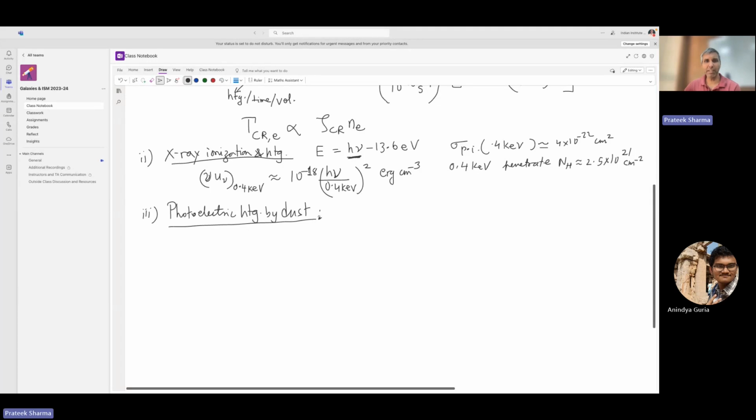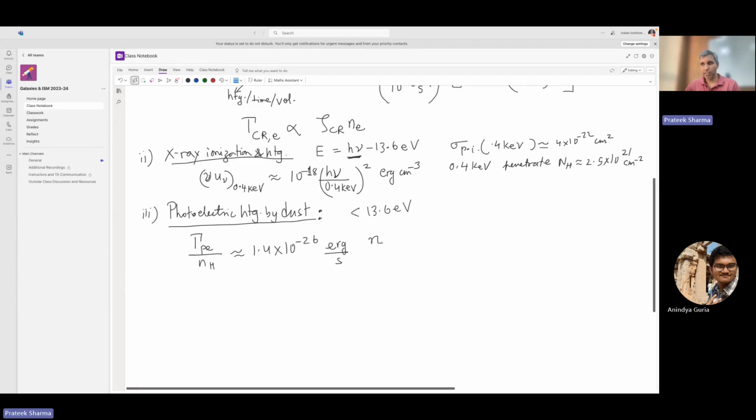And I already mentioned that the process is similar to photoelectric heating of neutral hydrogen, except that this happens below 13.6 eV. So let me actually write down the expression for this. Gamma PE, gamma is a notation used for heating rate per unit volume, generally divided by NH, is about 1.4 times 10 to the minus 26 erg per second. So if you multiply it by NH, that becomes erg per second per centimeter cube.